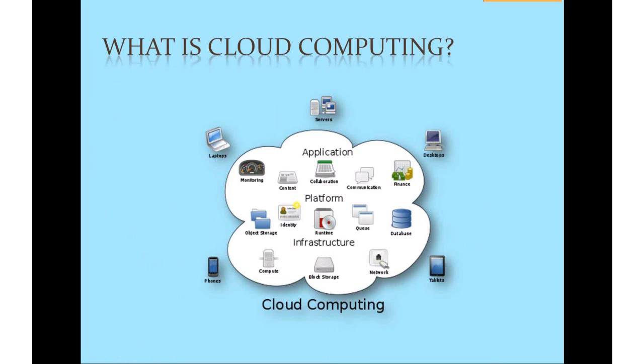What is cloud computing? We have numerous definitions for cloud computing. But when I was preparing the presentation, I found that the definition on Wiki happens to be the one that I like the best. Now that graphic shows the cloud, and it shows at the bottom level the infrastructure, which is compute and storage and network, and it shows the platform, which is object storage and runtime and queue and database and identity, and then the application level, monitoring and content collaboration. And of course, outside that, it shows servers, laptops, desktops, phones, and tablets. So as we see, there are multiple pieces.